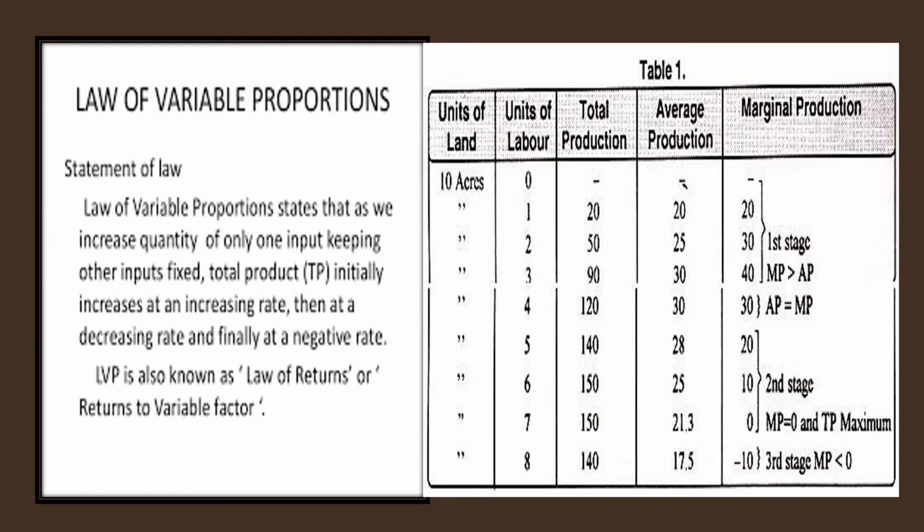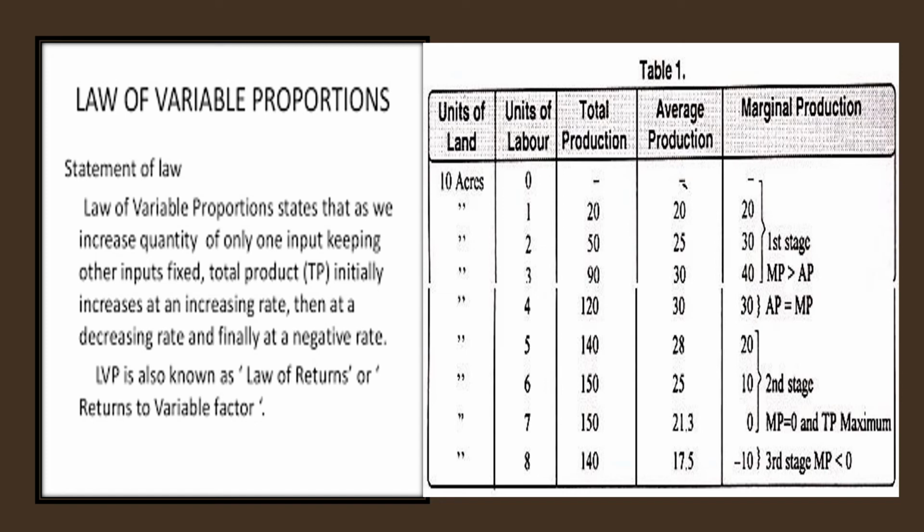Law of variable proportion, statement of law. The law of variable proportion states that as we increase the quantity of only one input, keeping other inputs fixed, total product, that is TP, initially increases at an increasing rate, then at a decreasing rate, and finally at a negative rate. It is also known as the law of returns or returns to a variable factor.